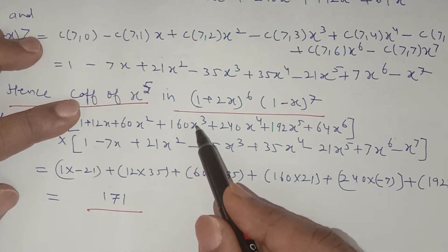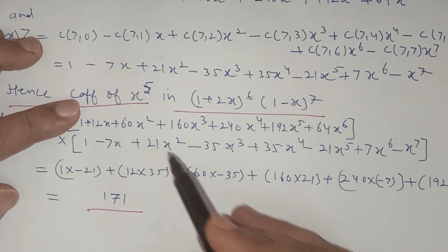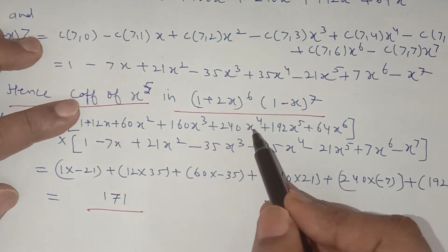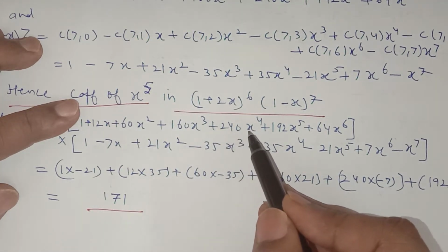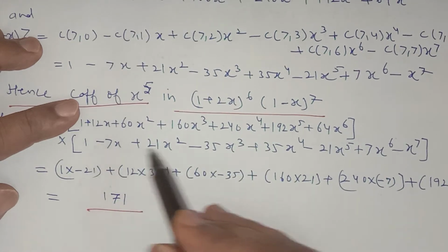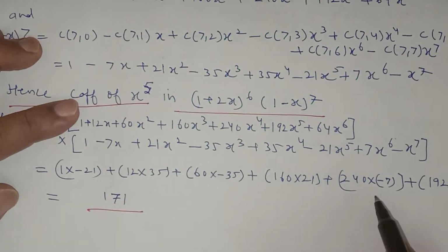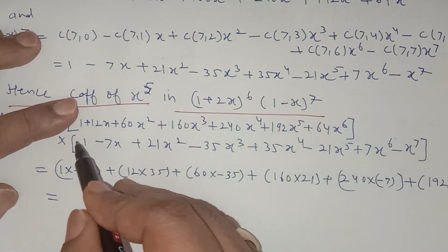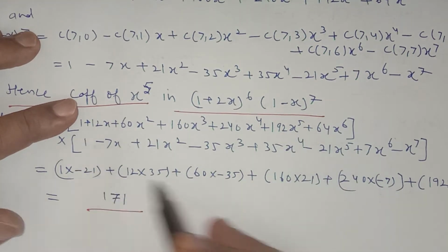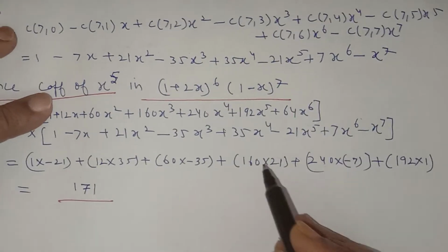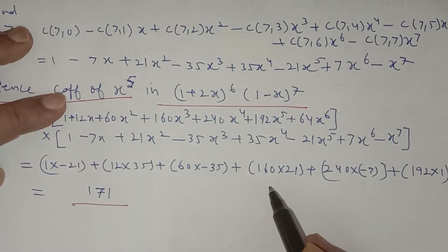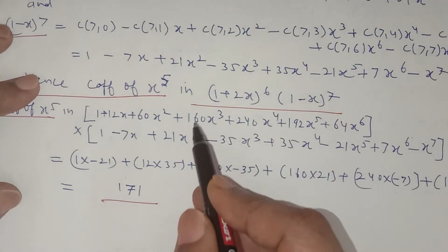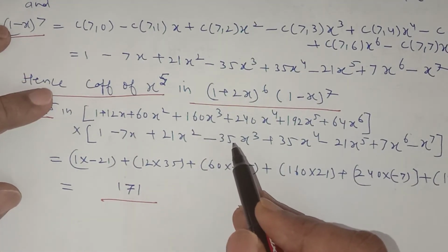So the coefficient of x to the power 5 will be 160 into 21. And the next will be obtained from x to the power 4, 240 x to the power 4 multiplied by minus 7x. So it will be 240 into minus 7. And the next will be 192 x to the power 5 with 1. So it will be 192 into 1. So these are the 1, 2, 3, 4, 5, 6 terms which will contain x to the power 5 in the product of these two binomials.